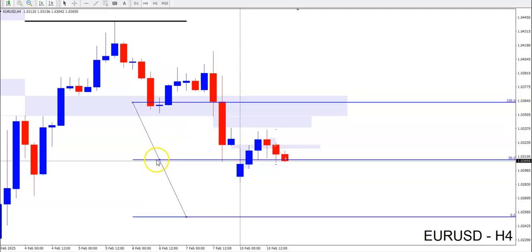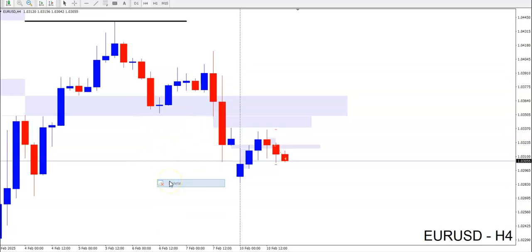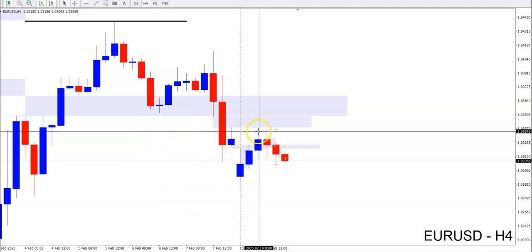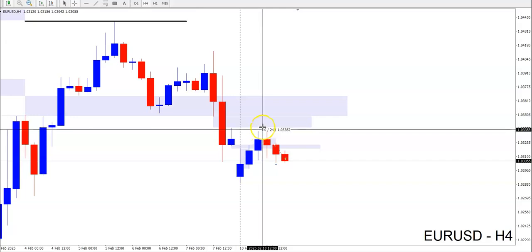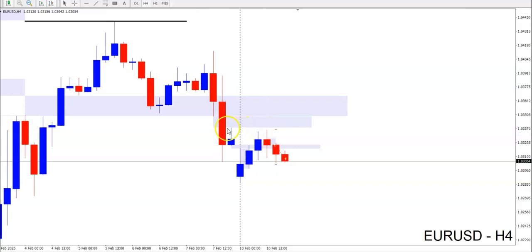So we can remove this Fibonacci, and if you measure, as you can see, price missed the 50% discount area by a few pips, but it reached almost this fair value gap zone. And yes, daily was down, 4-hourly also, so we said we want to look for a possible move to the downside.